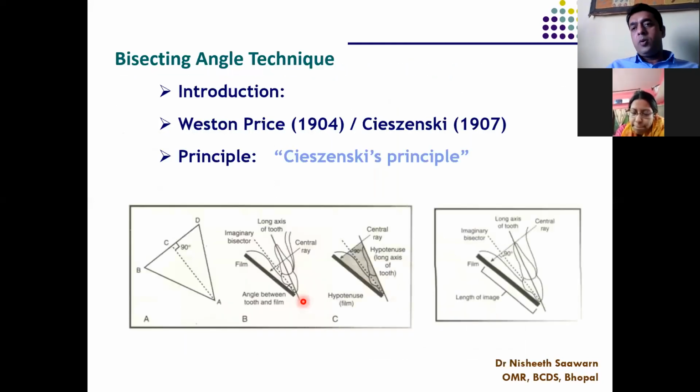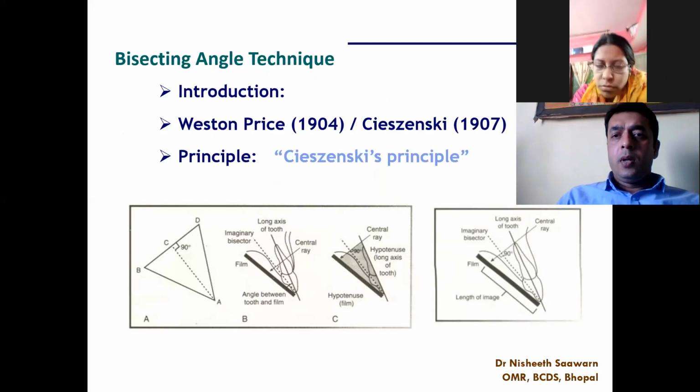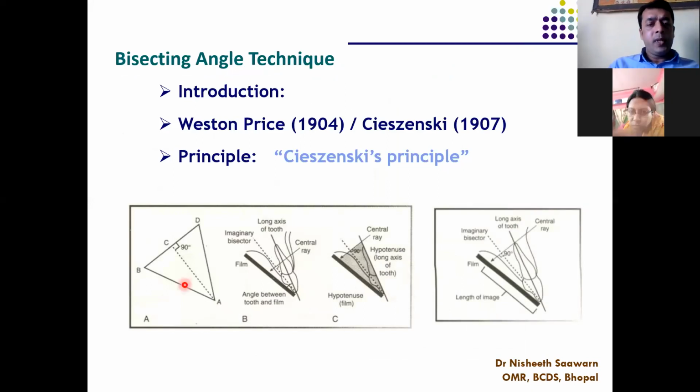Now the second one is Szymanski's rule, the bisecting angle radiograph. I told you what the problems were. The main limiting factor was that we may not have the holder. The second limiting factor was that the patient's mouth may not allow us to make this radiograph. To overcome that, this technique has come. In this technique, we keep the film in the mouth close to the tooth. We take the film and adapt it to the mouth.